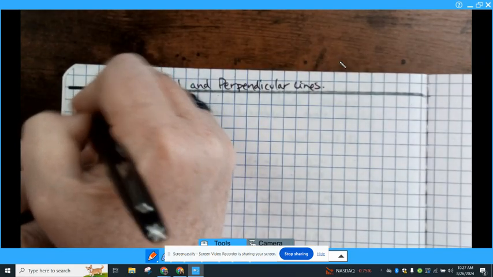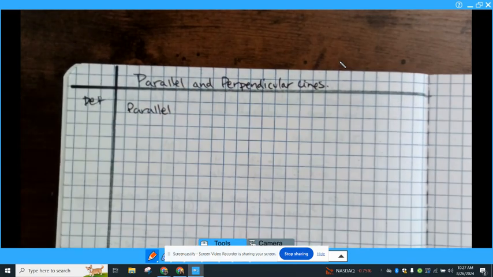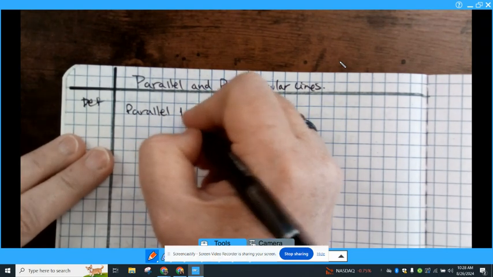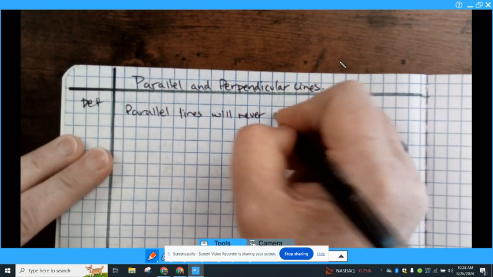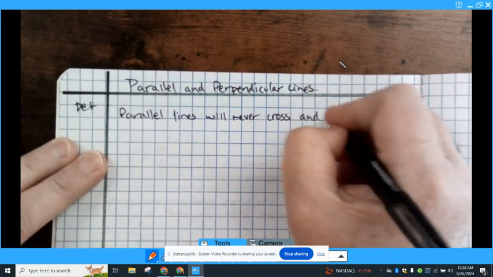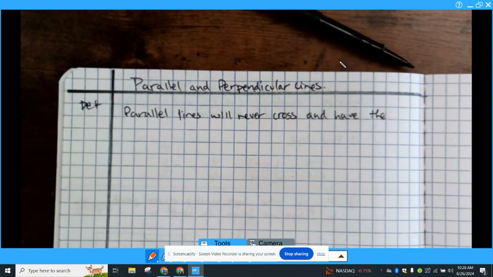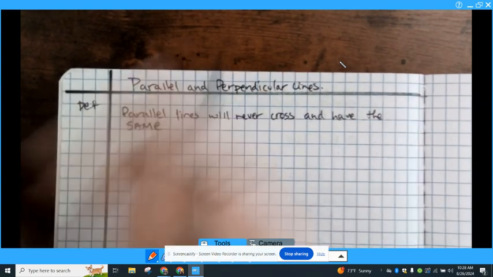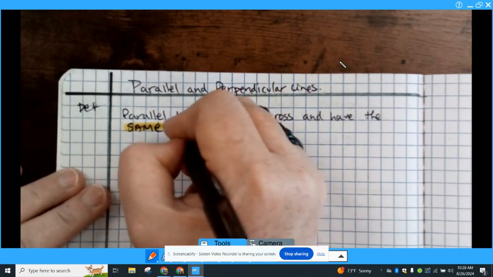We're going to start with the definition. We're going to start with parallel. Parallel lines will never cross, and here's the big one, have the, I'm going to use my highlighter here, same. I'm going to highlight that, same slope.